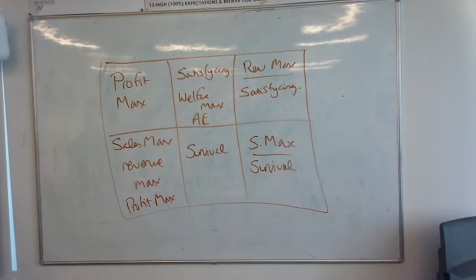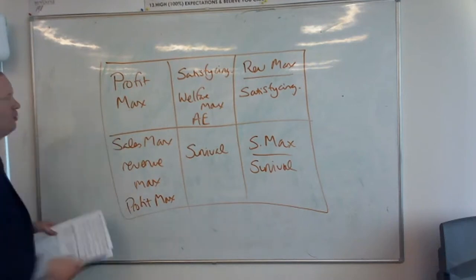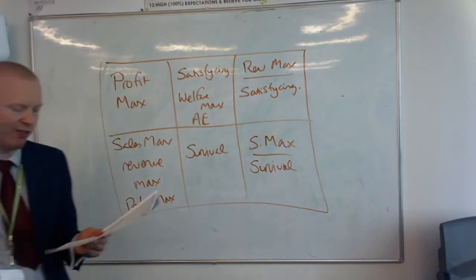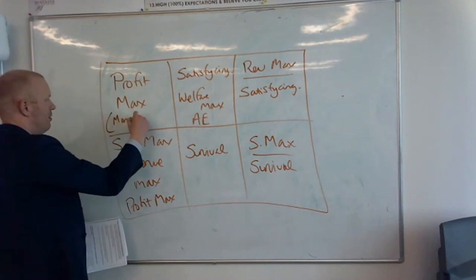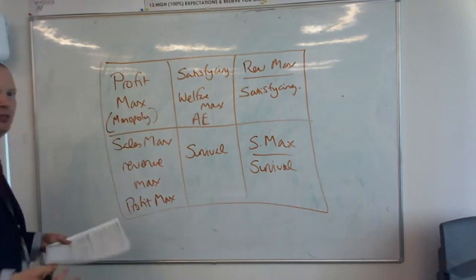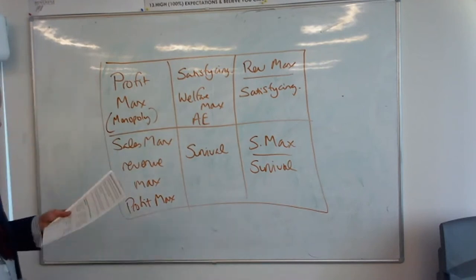If you just want to have a look at the board there, depending on what answers you came up with, there were a few different possible solutions. Being able to take over the rival could be profit max, because if you've got over 70% of the market share, you're effectively now a monopoly, and you'd be able to put your prices up and make the greatest profit possible.